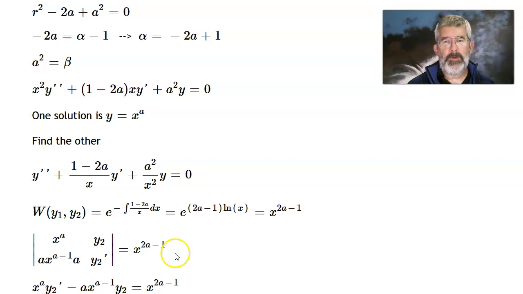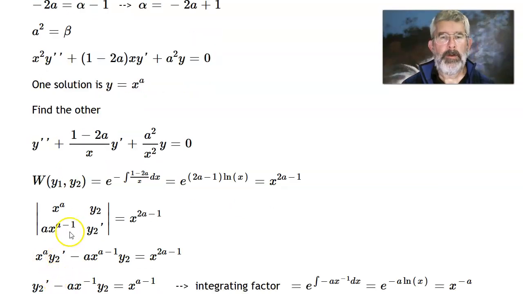So I am looking for a solution here. I'm looking for y2, knowing that y1 equals x to the a. So I'm plugging that in here, calculating the Wronskian of x to the a and y2. The derivative, of course, would be a x to the a minus 1. I need this Wronskian equal to that calculated value there. Taking the determinant, I've got this: x to the a times y2 prime minus y2 times a x to the a minus 1.